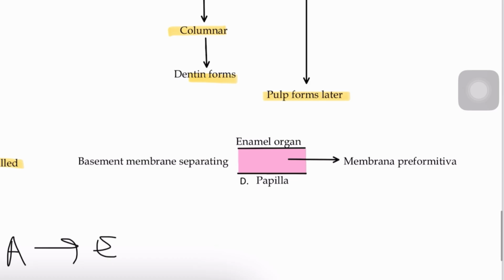Now we have basement membrane separating enamel organ and dental papilla known as membrana preformativa. Basement membrane which separates the enamel organ and dental papilla. नीचे के कनेक्टिव टिश्यू सेल्स और इनामल ऑर्गन को जो सेपरेट करते हैं उसको मेम्ब्रेना प्रीफॉर्मेटिवा बोलते हैं.